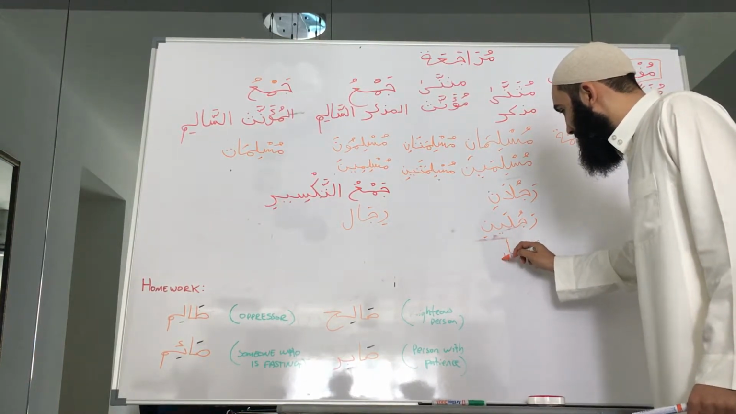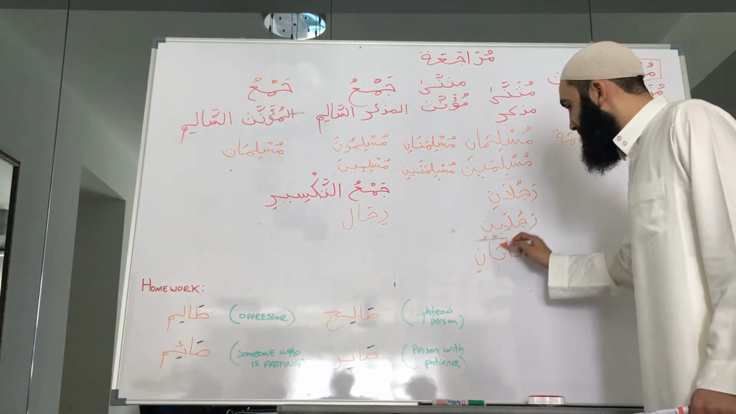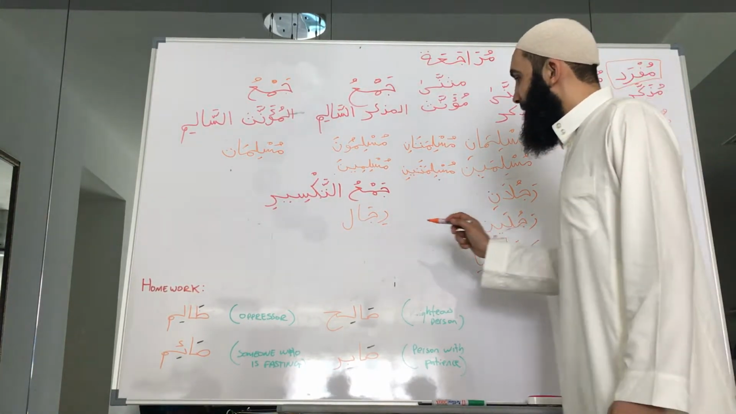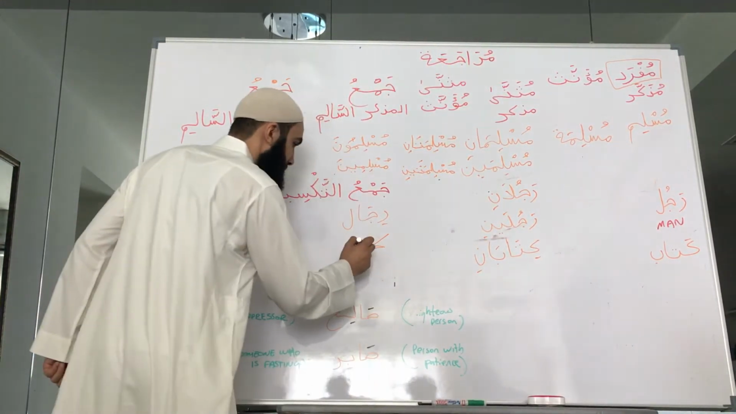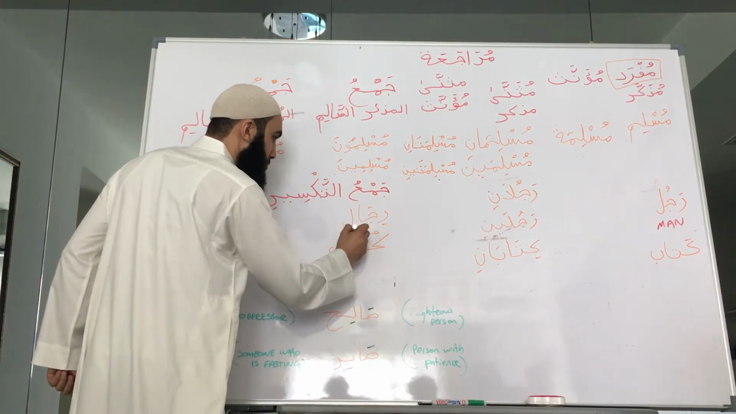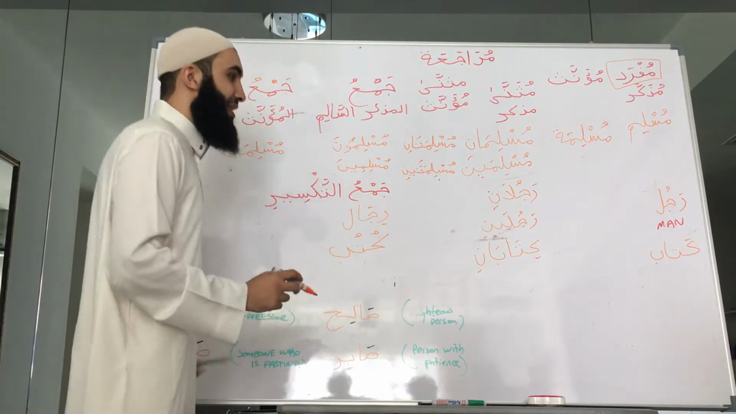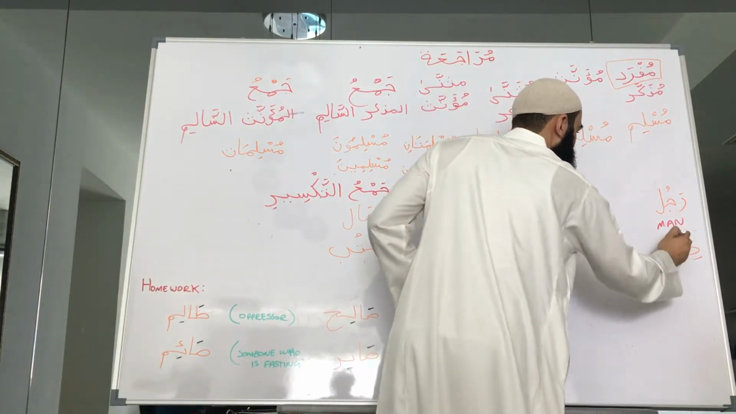Kitaban. What does that mean? Two books. And we say kutub. Is it kitab or katab? Kitab, sorry. Kitab. Good job.